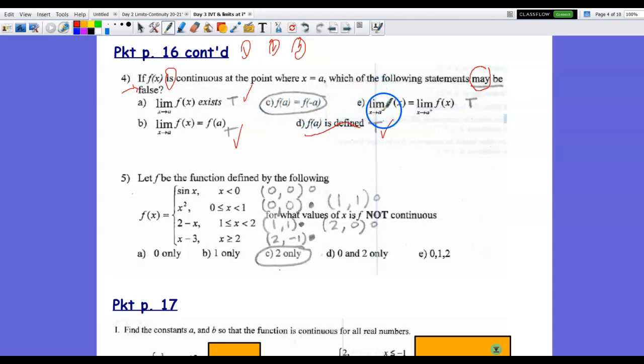The limit as x approaches a from the left side equals the limit as x approaches a from the right side. Well, we already said over here the limit exists, therefore the left and right limits have to equal each other, so that has to be true.